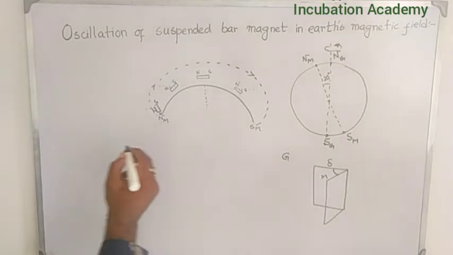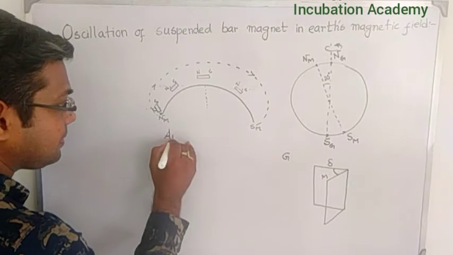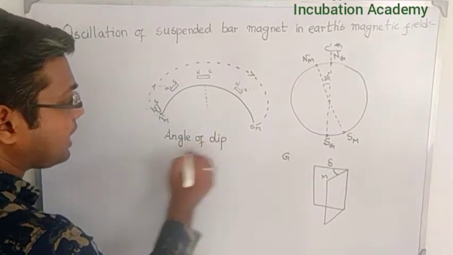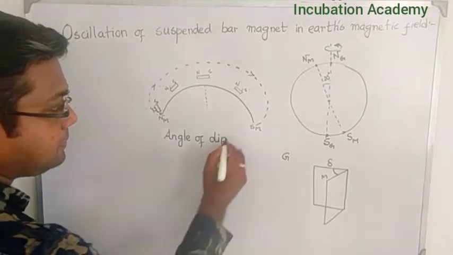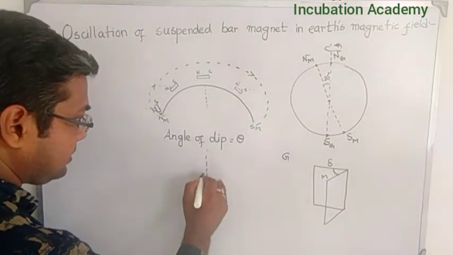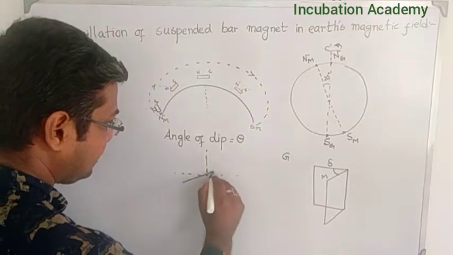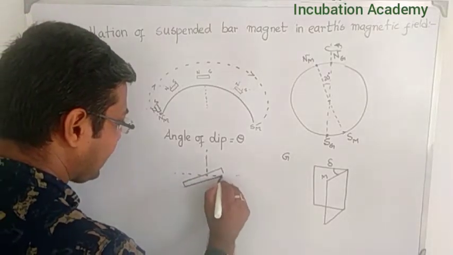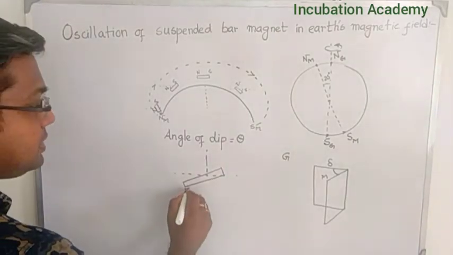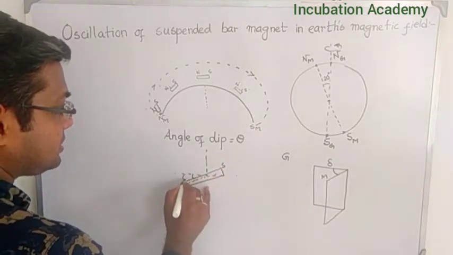This particular angle made by the bar magnet with the horizontal level is called the angle of dip or angle of depression. It is denoted by theta. If I suspend a bar magnet, and this is my horizontal level, then this bar magnet makes an angle theta. This is the north and this is the south. This is the magnetic length. So this is my theta.